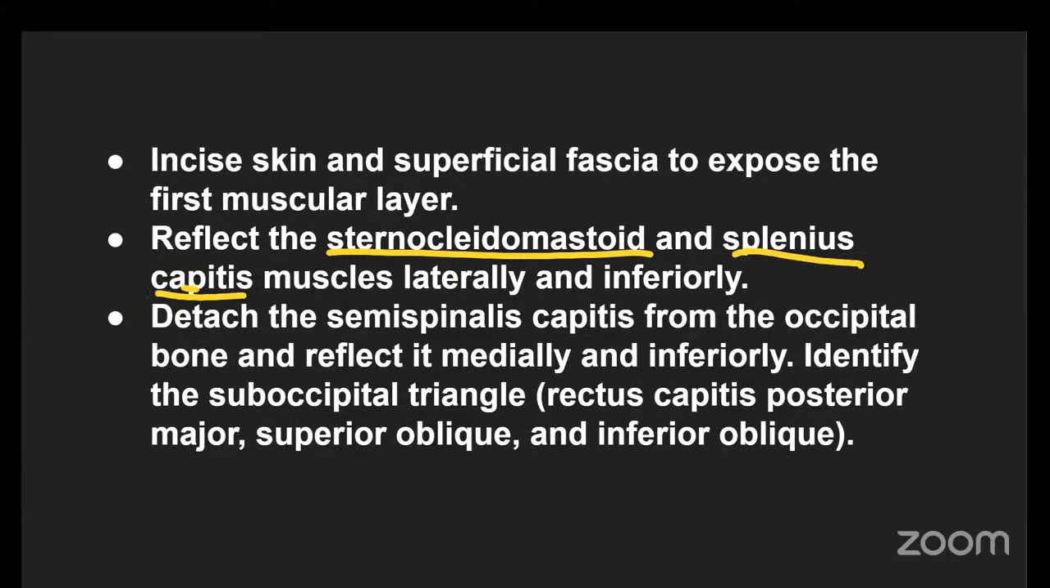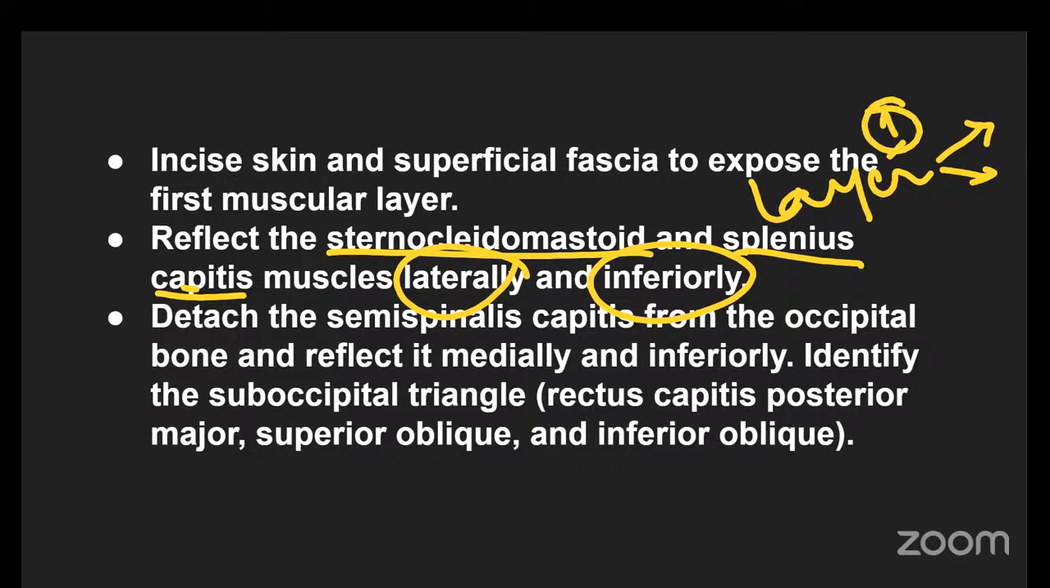Somebody was asking in the chat box as well to repeat the muscle layers. I am repeating them here. Sternocleidomastoid and splenius capitis, where do they go? They go laterally and inferiorly. Layer 1 goes lateral and inferior. This is layer 1. Then we have layer 2. Layer 2 is semispinalis capitis, which is a bulky muscle. What are we going to do? We are going to detach it from the nuchal line and reflect it medially and inferiorly.